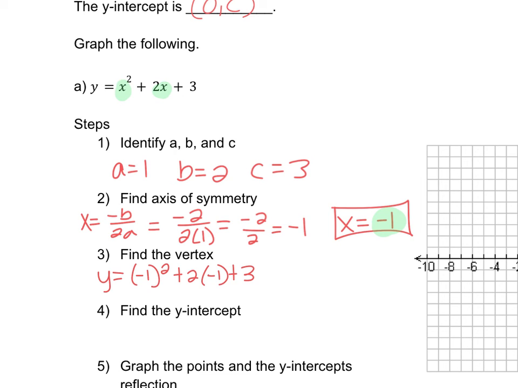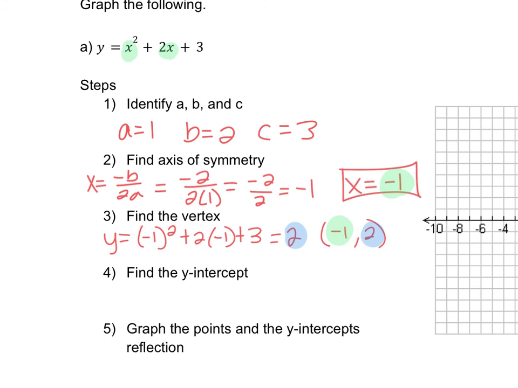Then stick that in your calculator. If you want to do it by hand, you can, but otherwise just use a calculator if you don't feel like it. When you do that, you get your y value is 2. Remember, your vertex is going to be an ordered pair. Your first number is that x value that we found earlier, and your second number is that y value we just found. So that goes right there. All right, that's your vertex.